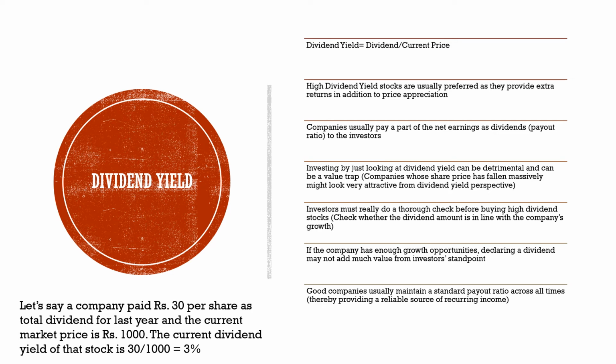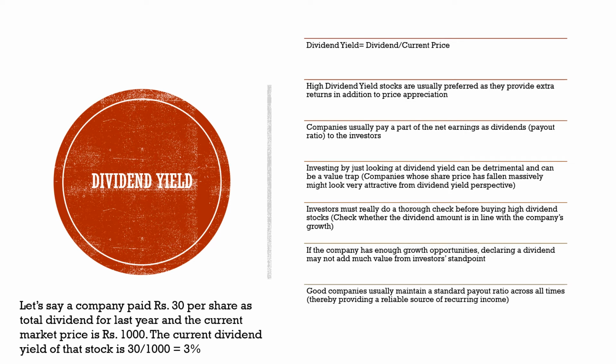Now, before discussing the flaws of dividend yield, we will first see what exactly we mean by dividend yield. How do we calculate the dividend yield of a particular stock? You take the dividend which has been provided by a particular company, again dividend per share, and you divide that amount by the current market price of that particular share. So you will get the dividend yield on that stock.